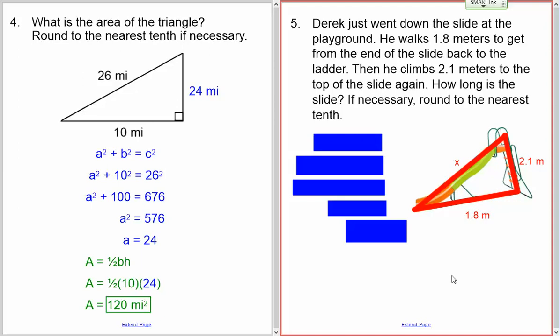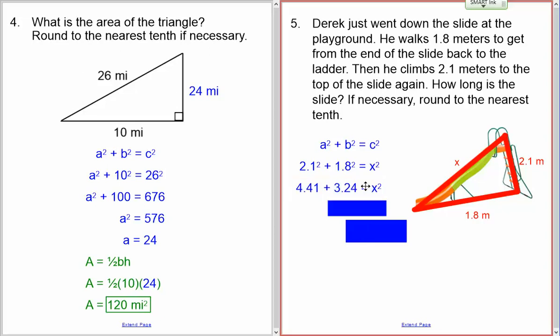So he walks 1.8 meters to get from the end of the slide back to the ladder. So this is 1.8. He climbs a 2.1 meter ladder. We're trying to find the hypotenuse here. So we've got the Pythagorean theorem. Leg squared plus leg squared equals hypotenuse squared. 2.1 squared is 4.41. 1.8 squared is 3.24. You add those together, you get 7.65. That means the length of the slide is about 2.8.